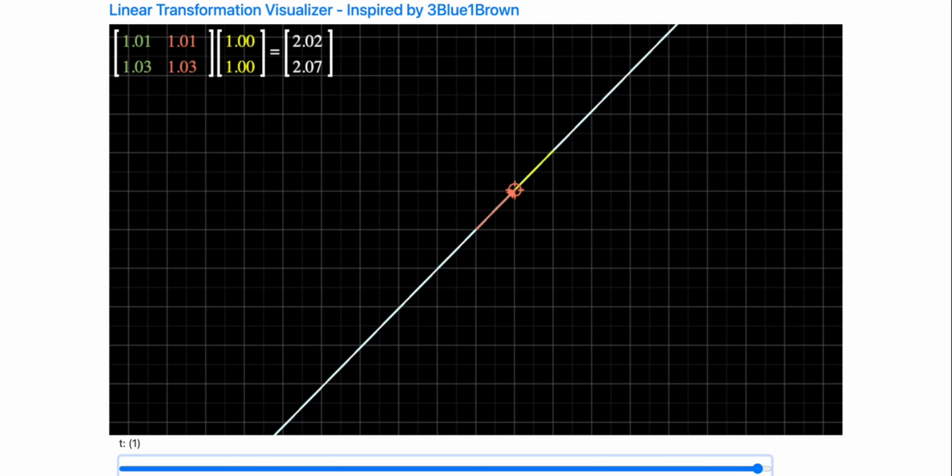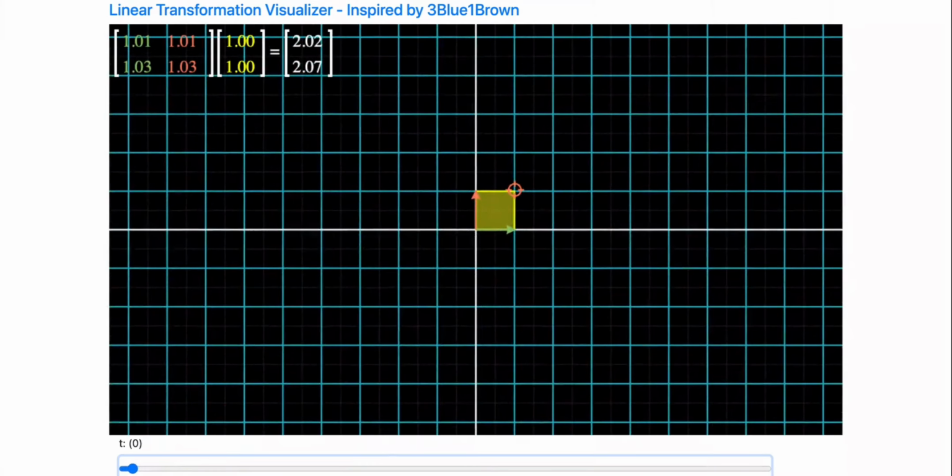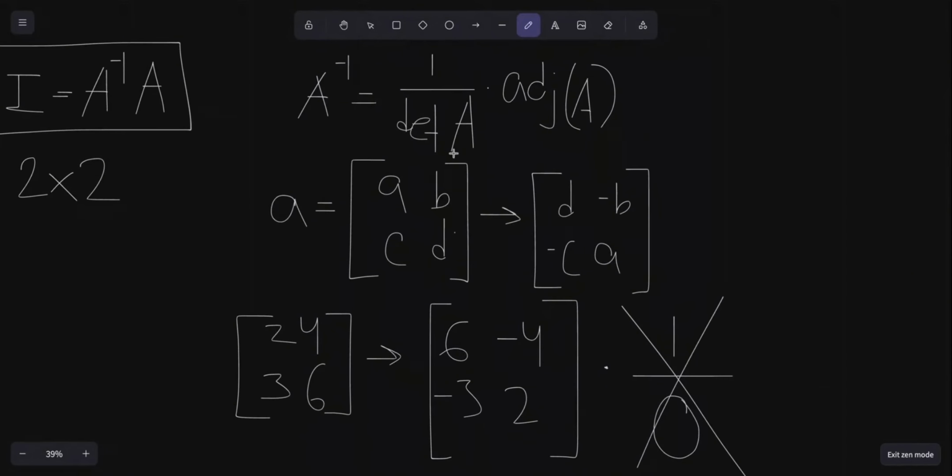Everything is compressed into a line. All right, so that's the significance of the determinant being 0. This is another one of its significances.